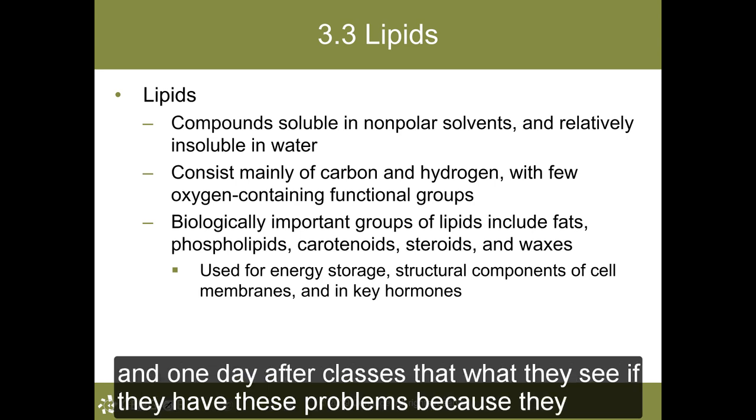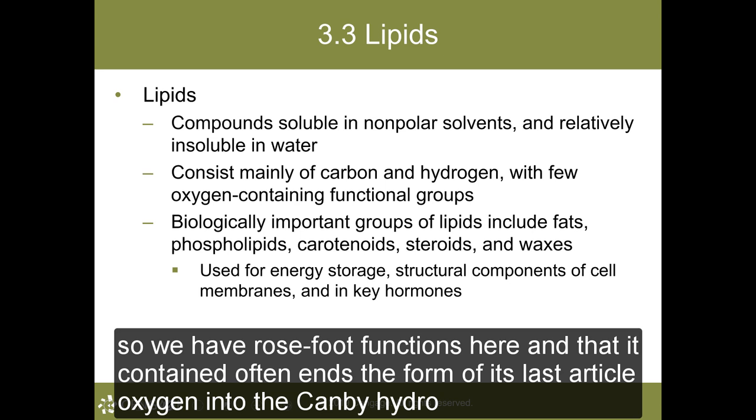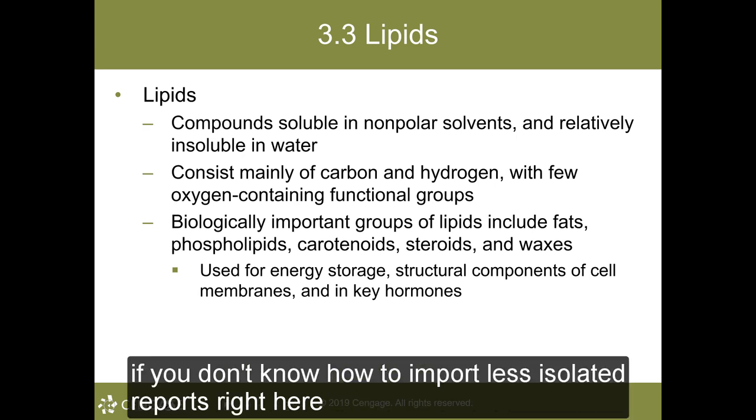And what I'm getting at here, class, is that our lipids have these properties because they consist mainly of carbon and hydrogen with few oxygen-containing functional groups. So we have those hydrophilic functional groups here, and they typically contain oxygen atoms. Therefore, our lipids have little oxygen and tend to be hydrophobic.